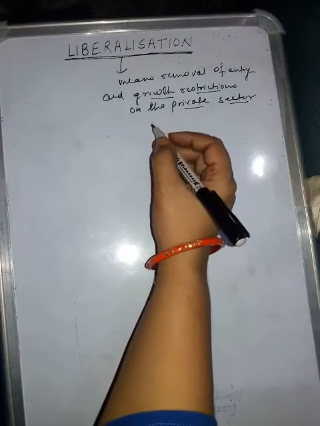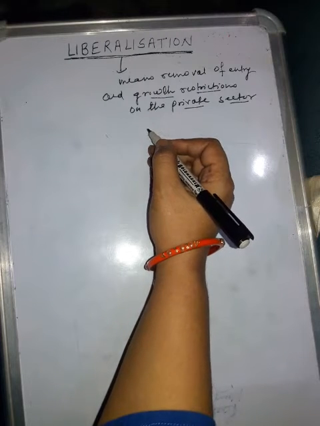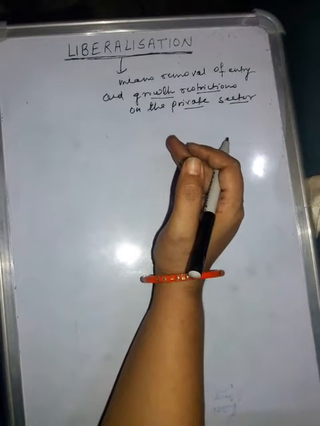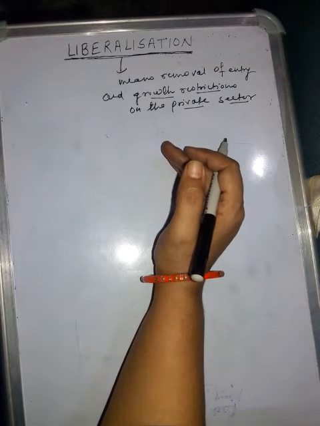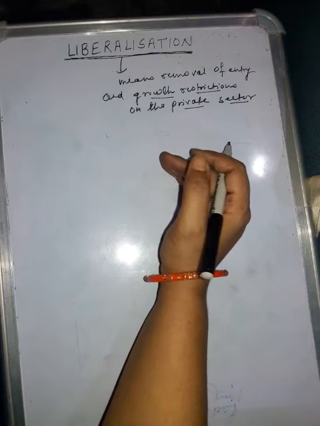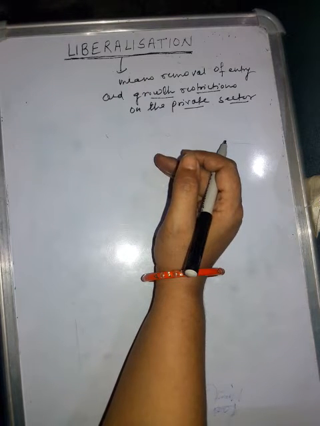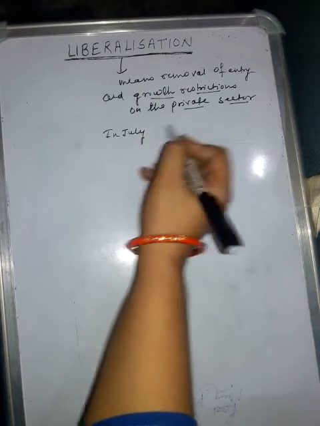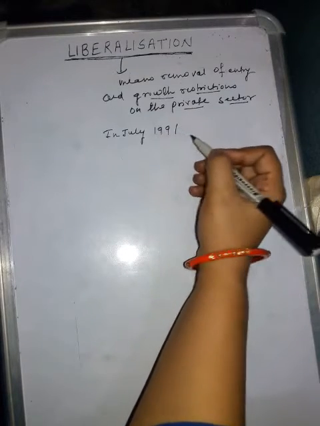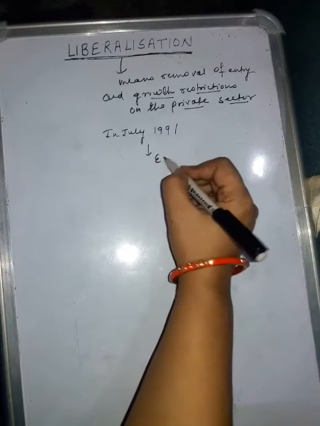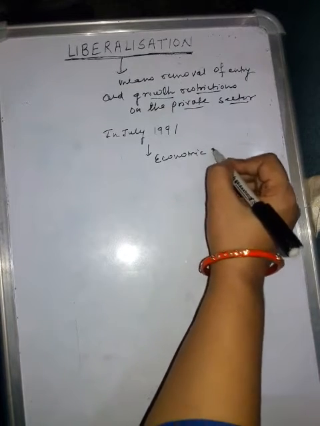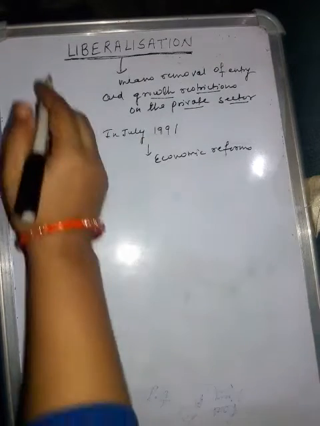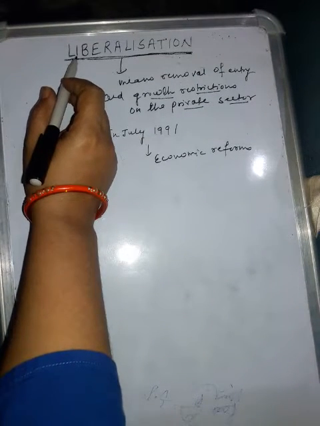Students, as I discussed in my few videos, prior to 1991 there were a large number of government restrictions in India in the areas of licensing, import, export, trade, dealing in foreign exchange, etc. In July 1991, you must remember the date, a package of economic reforms was announced, which marked the beginning of the process of liberalization in India.